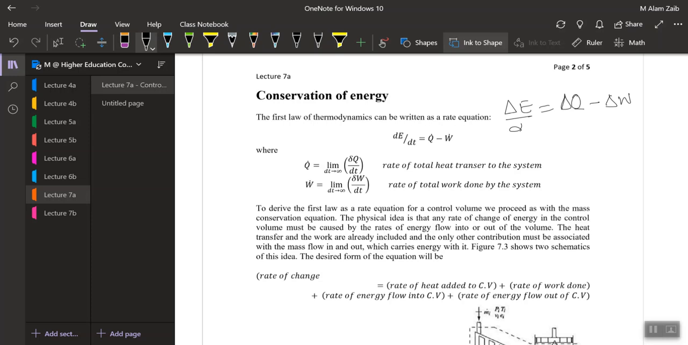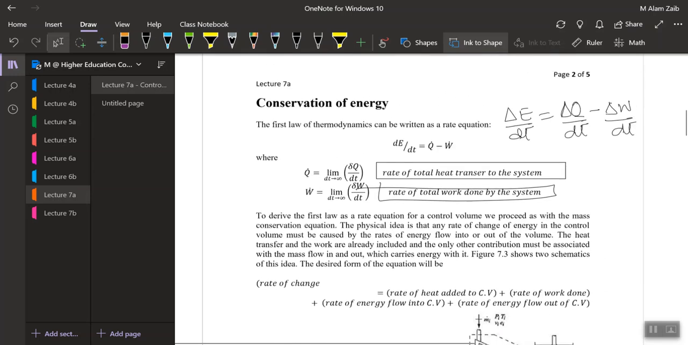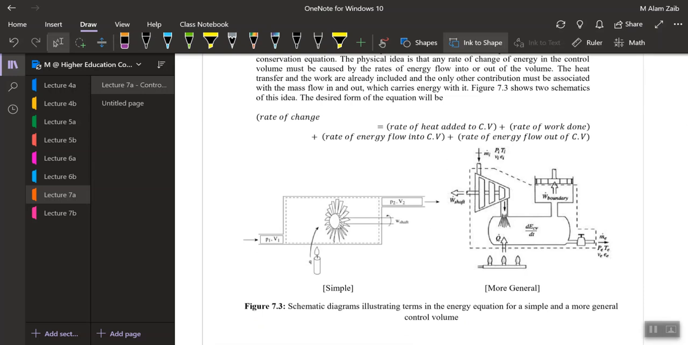So that means the rate of change of energy is equal to the rate of heat transfer to the system minus the rate of doing work. We are talking about the rate of total heat transfer to the system and the rate of doing work by the system. So that's our conservation of energy for the rate equation. If we are looking at the earlier system, a fixed mass system, there was no mass moving into and no mass moving out of the system.